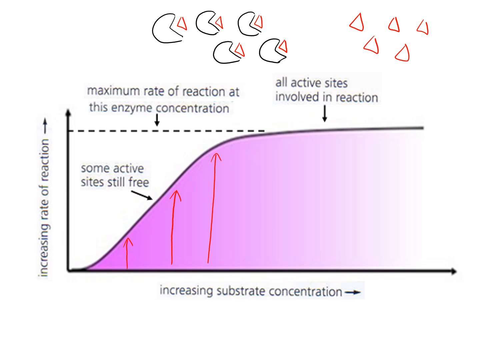Now, at this point, it's starting to level off, even when we add more substrates. So we've added loads and loads of substrate here. We're still increasing the substrate concentration, but there are no more active sites for them to bind to. Therefore, we have reached the highest rate of enzyme activity here. All the active sites are involved in the reaction. It doesn't matter how much more substrate we add, we cannot increase the rate of reaction any further.